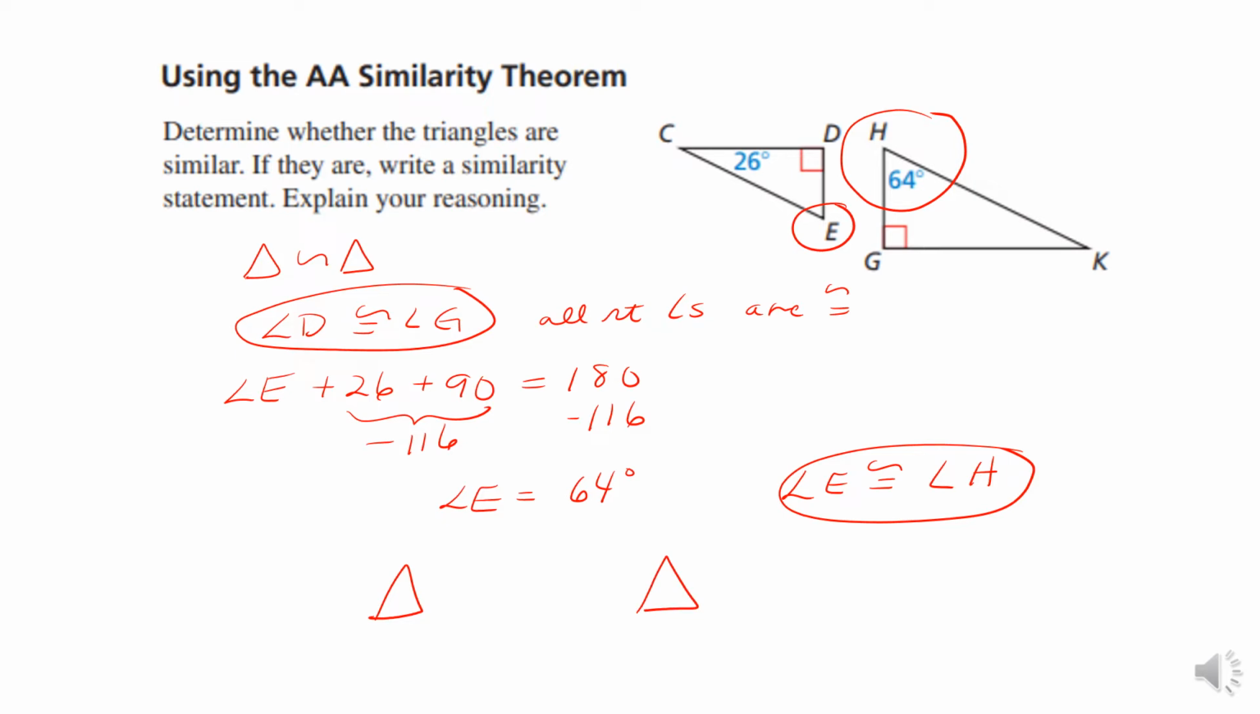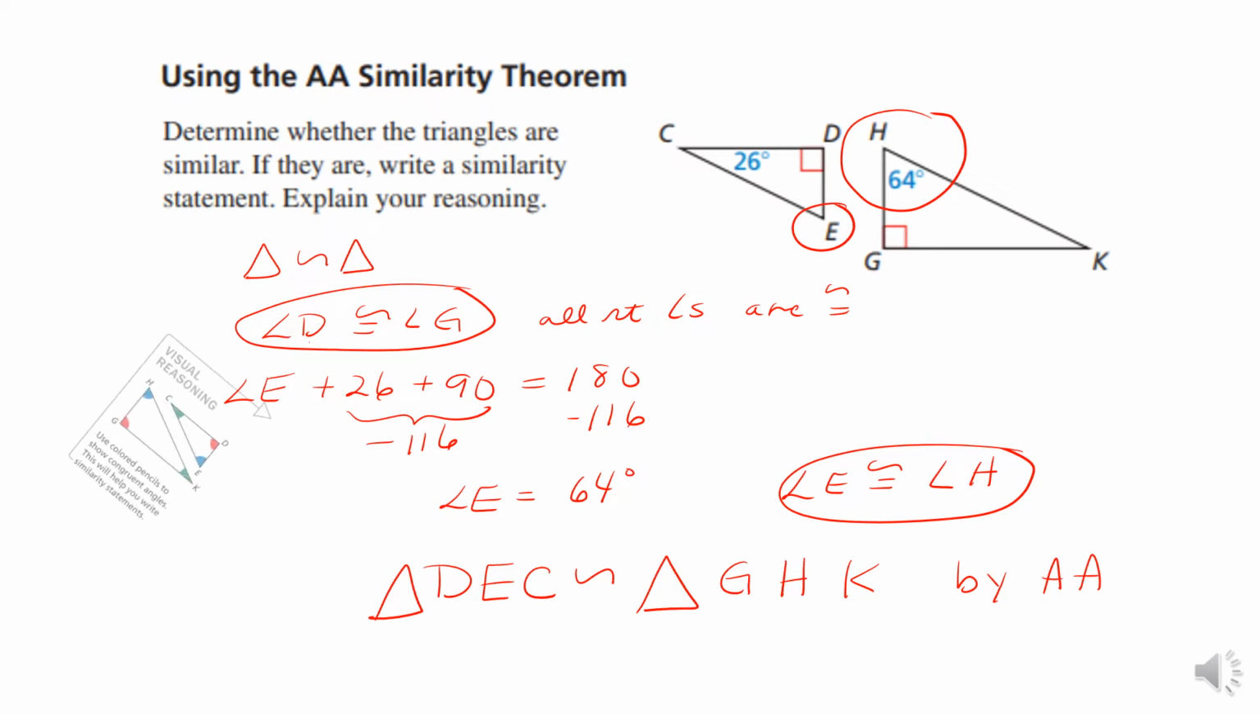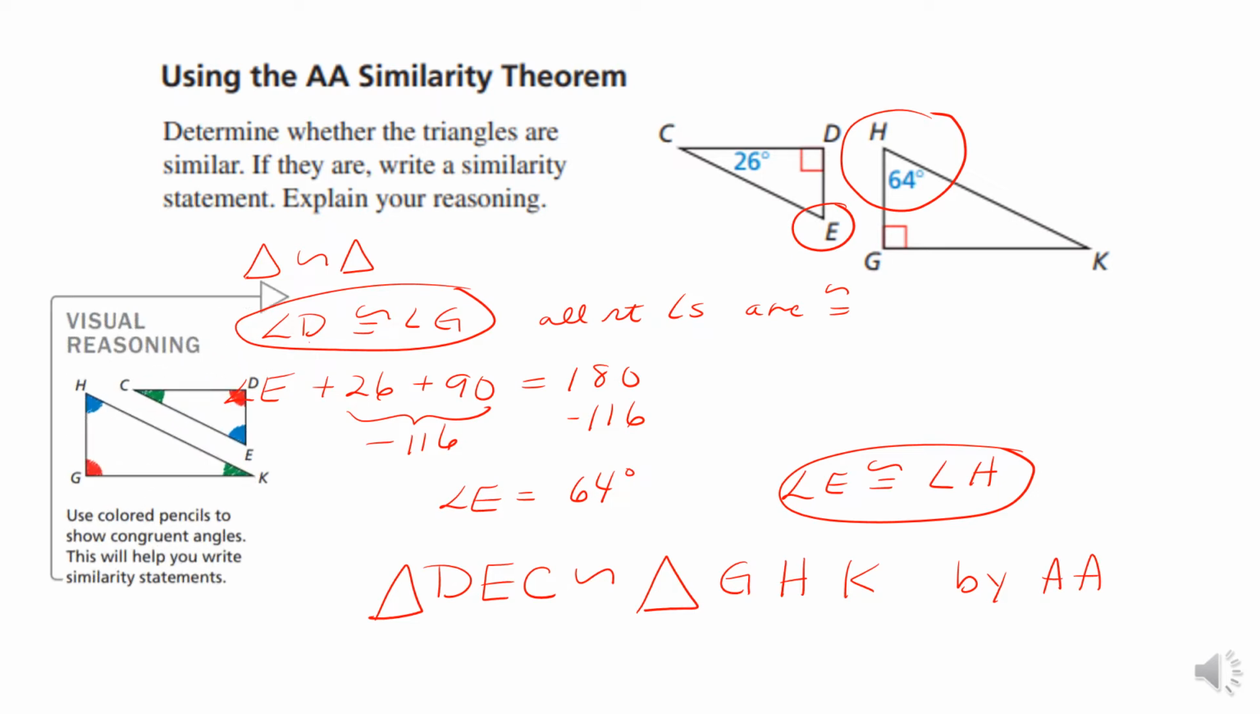So I'm going to write my similarity statement. Remember, corresponding parts. I know that D corresponds to G, so I'm going to write those first. Then E, and when we're using a triangle, there's only three sides, so we don't have to worry so much. But if you were doing a polygon with more than three sides, you would want to make sure that you're doing consecutive sides or angles. So this is E and H, and then the last side is C and K. Then we put similar by AA. One other thing the book gives as a hint is to color code your angles, which might be helpful when figuring out the corresponding pieces. It can't hurt.